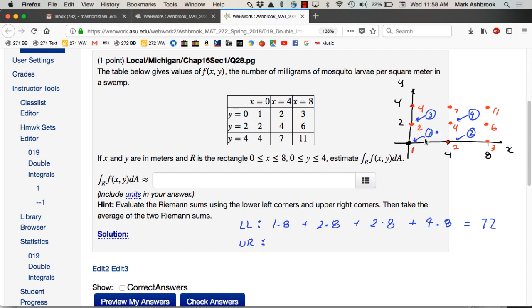And then the upper right, we're going to go up this way now and use those rates, right? Use those rates as the, so this 4, we're going to say is the constant rate for that whole dA right there. And this 7 is going to be the constant rate for that whole area right there. So it's going to be 4 times 8 plus 2 is 6 times 8. Is 72 right, by the way? Thank you. And then 7 times 8 and 11 times 8.